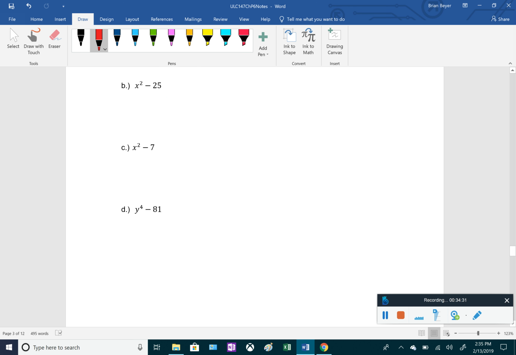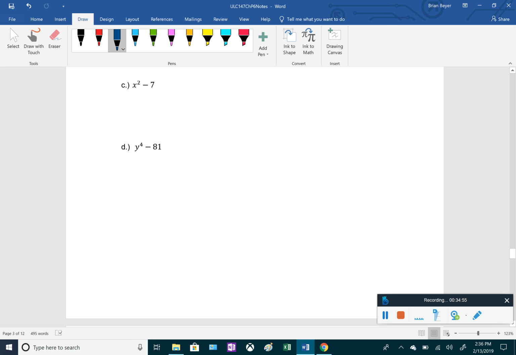Okay, so next one, x squared minus 25. So this one is going to be x plus 5 times x minus 5. So the x from the x squared and the 5 because 5 squared equals 25.